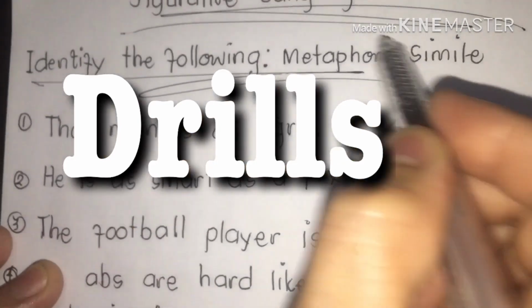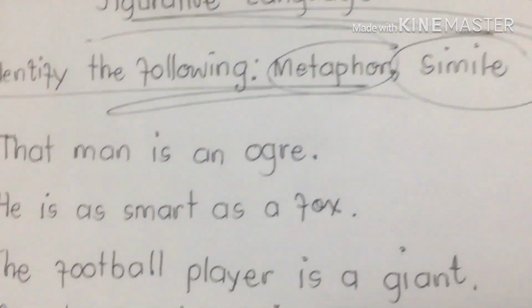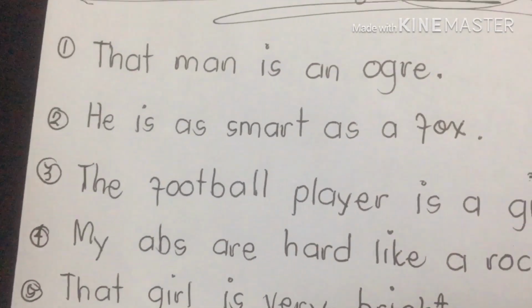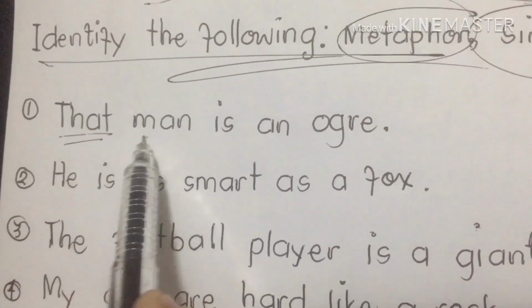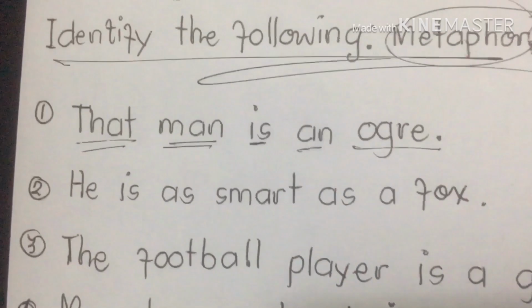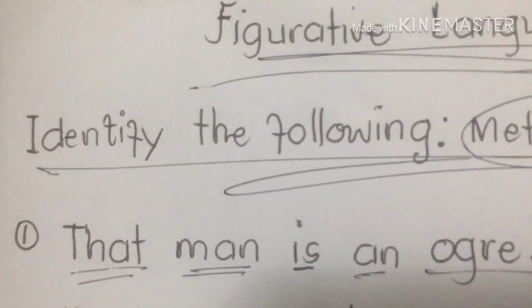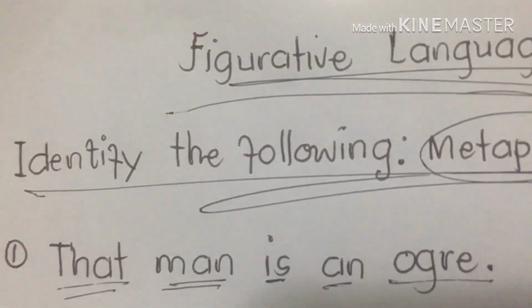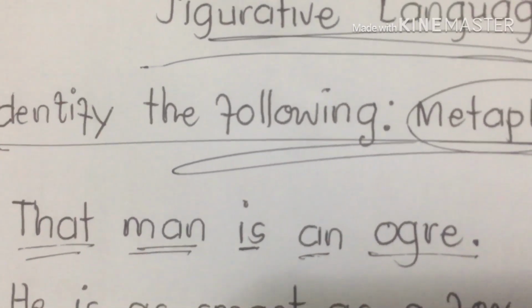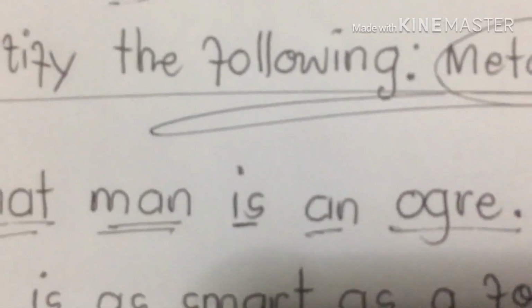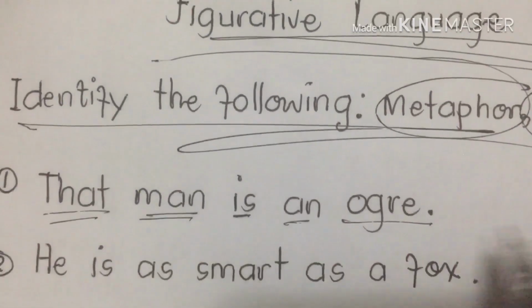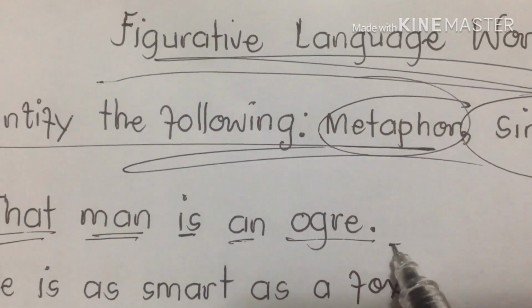We're going to identify whether it's metaphor or simile, class. Remember, the first one is: That man is an ogre. What is an ogre, Teacher Ram or Teacher Raf? Ogre means, class, a monster. It is a legendary monster, or it's cruel. That man is an ogre, or a monster.